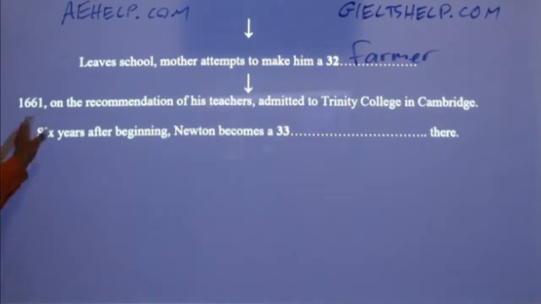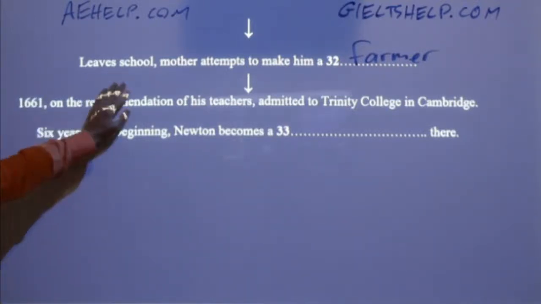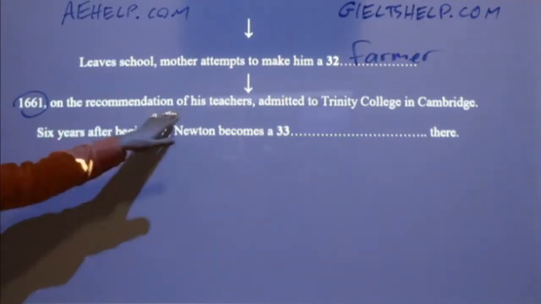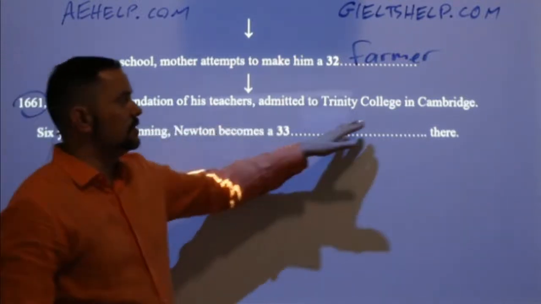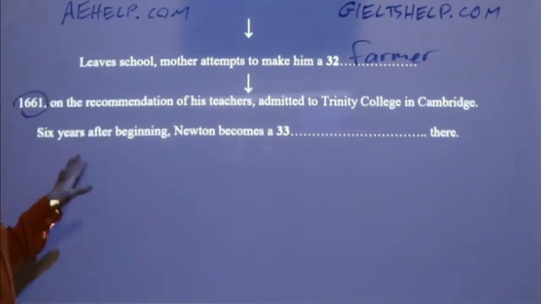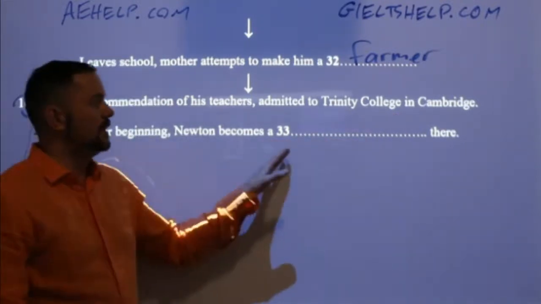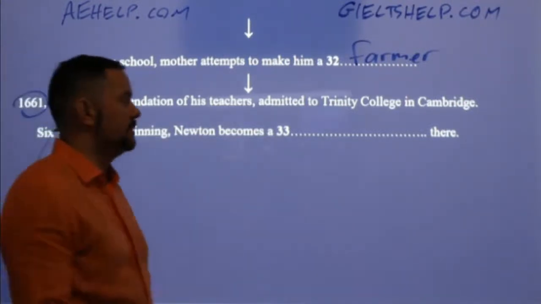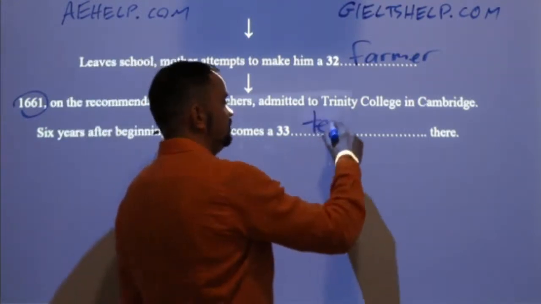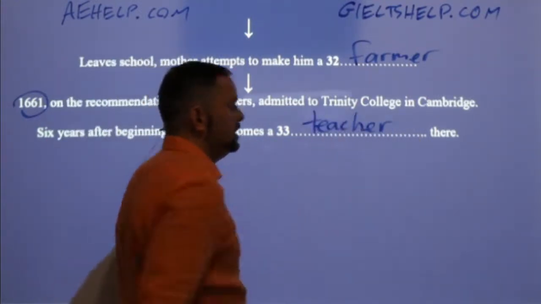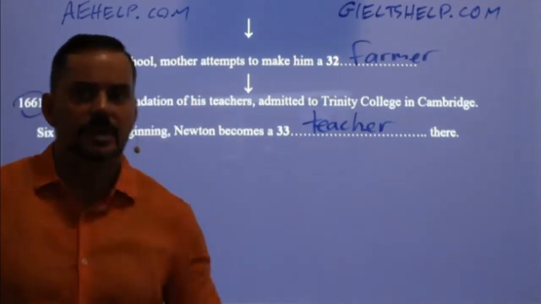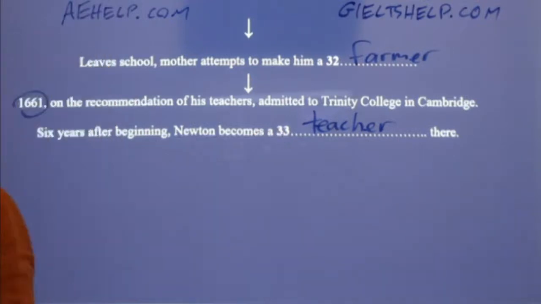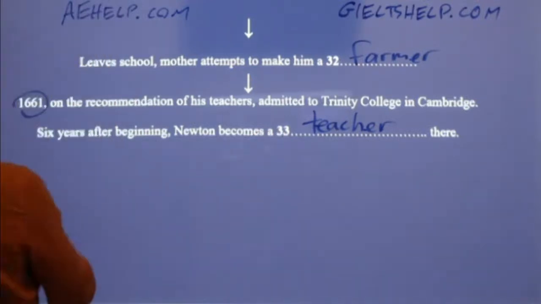Okay, and in 1961, so going along, really pay attention to these key numbers so that you stay with the audio. On the recommendation of his teachers, he's admitted to Trinity College in Cambridge. 6 years after beginning, Newton becomes what? So he becomes a teacher. It's quite amazing. Teaching at Cambridge. Becomes a teacher there. Very good. There's a little bit of interesting paraphrasing reversal. Small t, it's a common noun, not a proper noun. Okay, here we go.